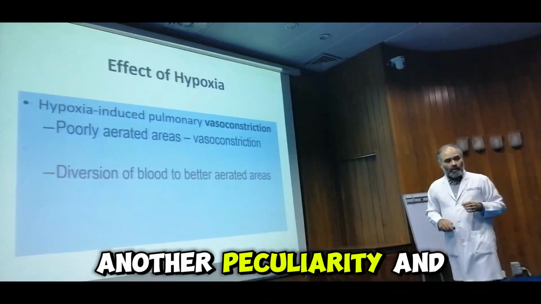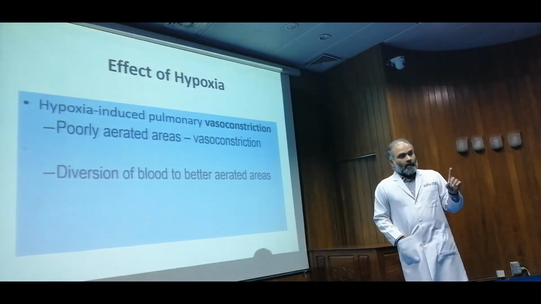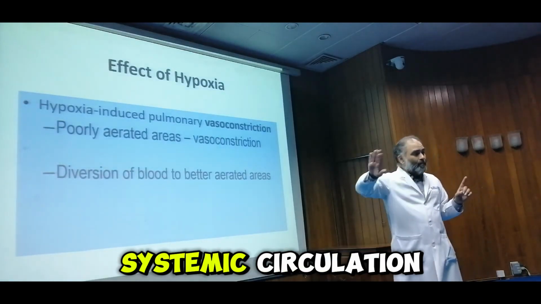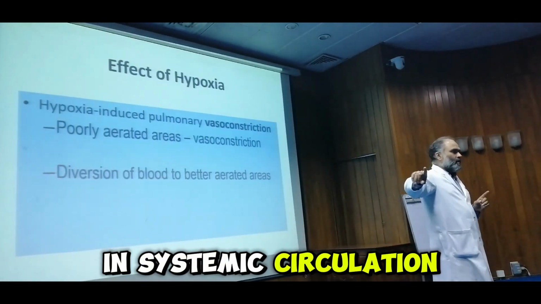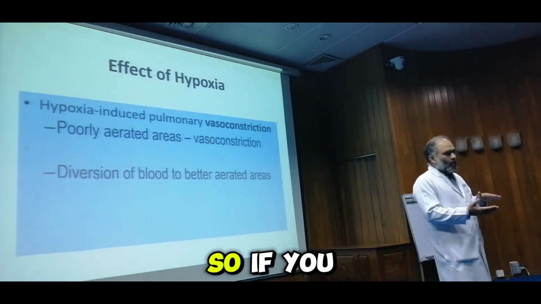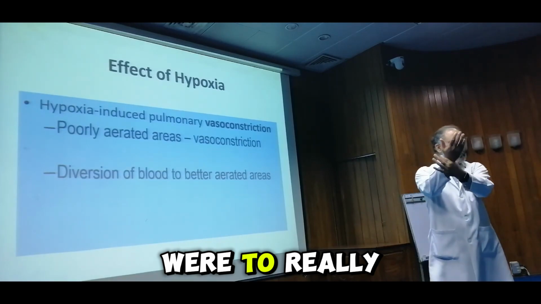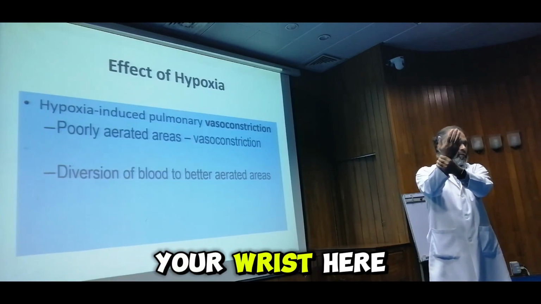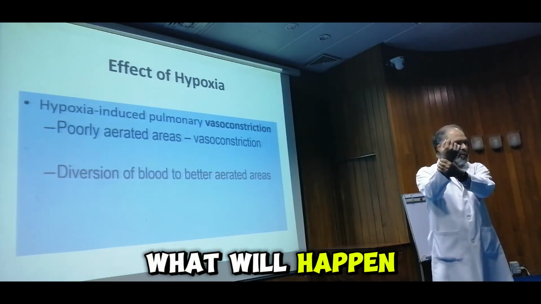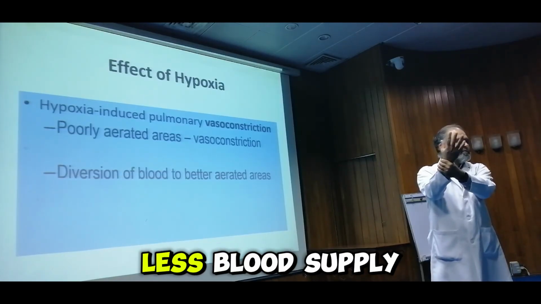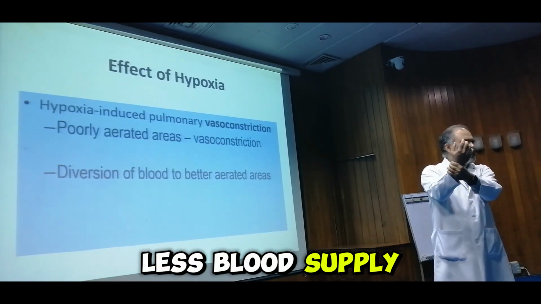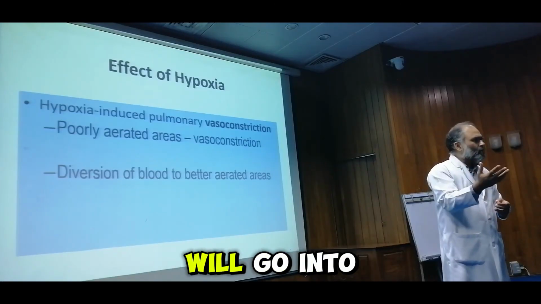Another peculiarity, and this is a very big one, is whenever there is hypoxia in systemic circulation. In systemic circulation, whenever there is hypoxia, there is vasodilation. So if you were to clench your wrist like this and press it hard, what will happen is there will be ischemia, less blood supply to your right hand. When there is less blood supply, less oxygen will go into it.